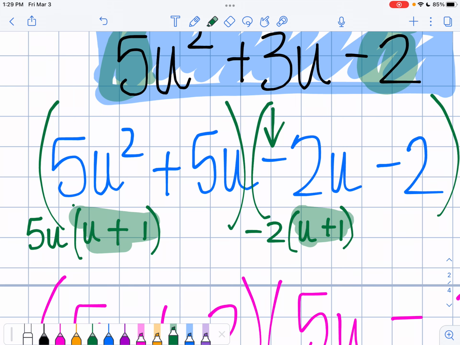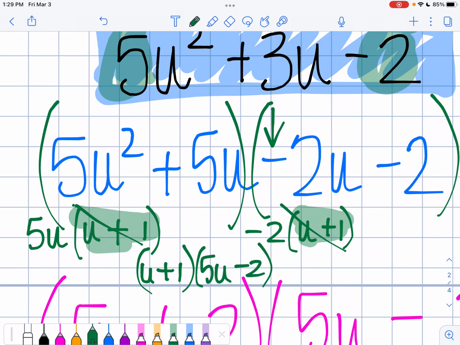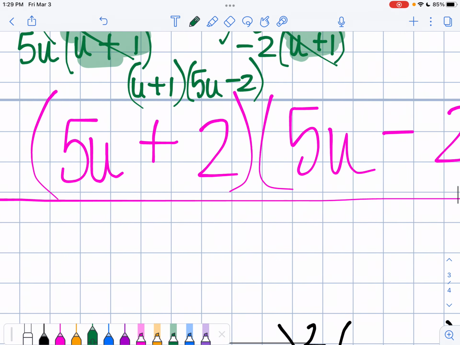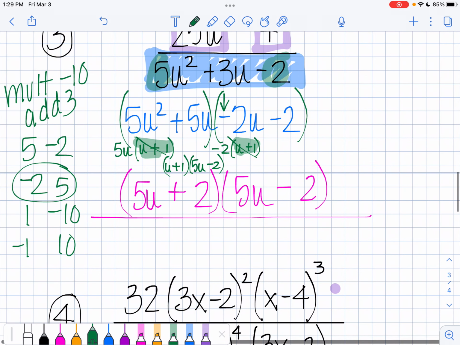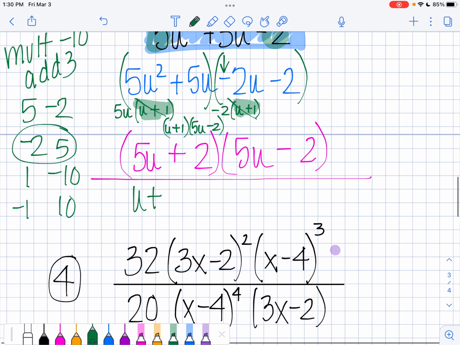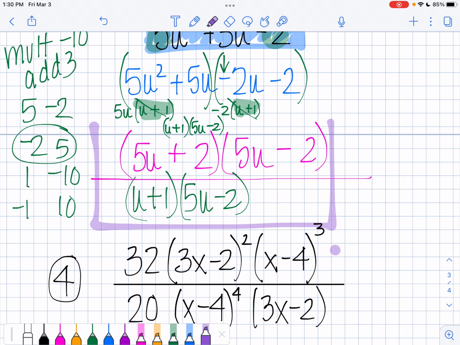What do both of these terms have in common? They both have my u plus 1. So if I factor out a u plus 1, in my first group I'm left with the 5u, and in my second group I'm left with a negative 2. So this bottom part factors into u plus 1 times 5u minus 2.